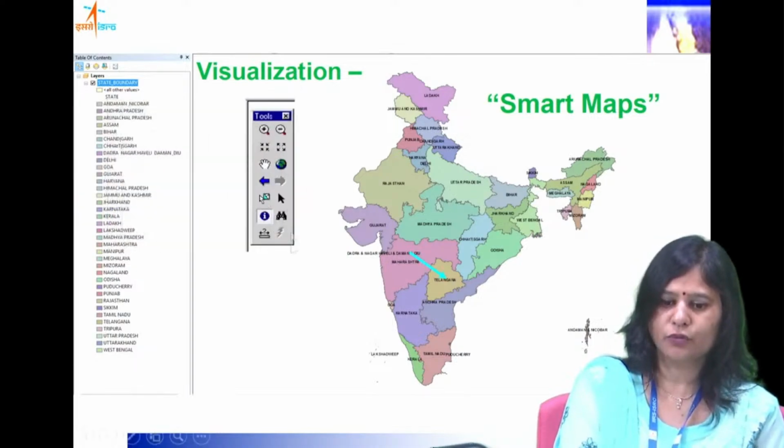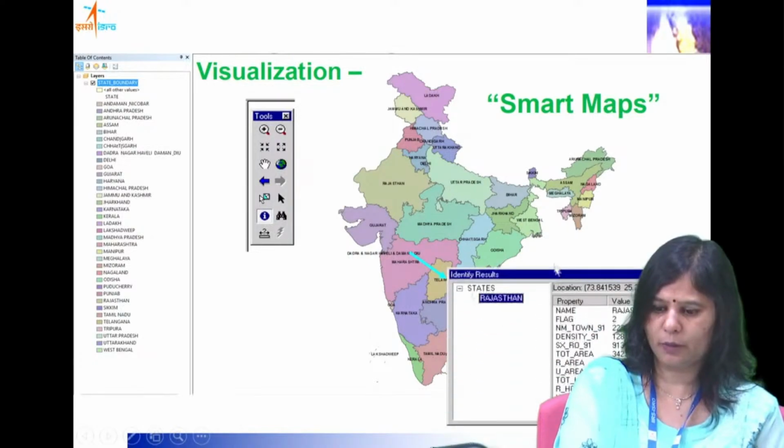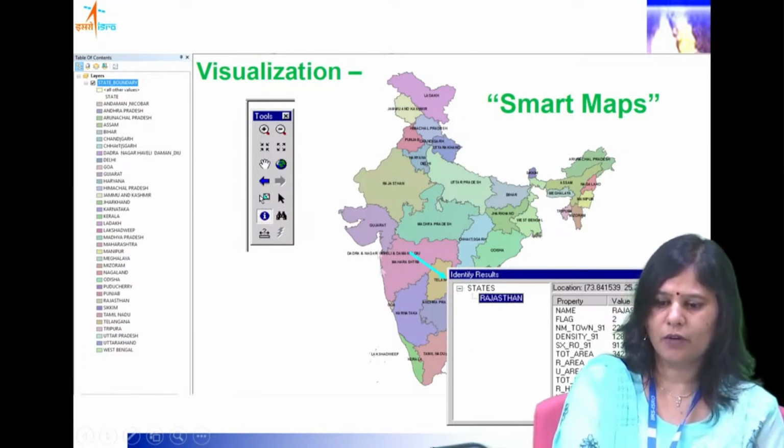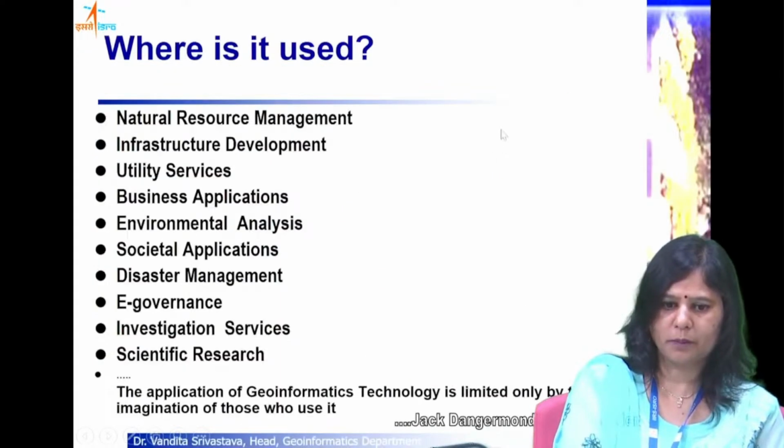And then further, a lot of tools are there, like this identify tool. You just click this polygon and it will provide you all the attributes associated with this particular polygon. You can do many analyses. We will see in my subsequent lectures what all we can do with these maps. Okay, so these are smart maps.